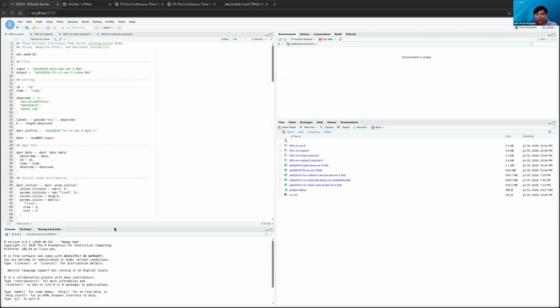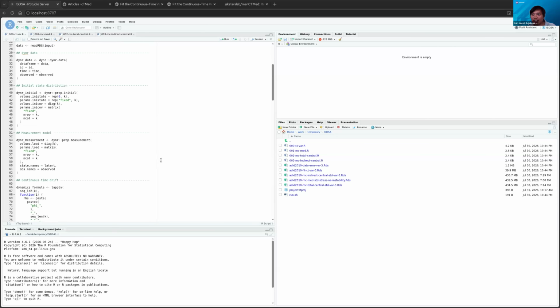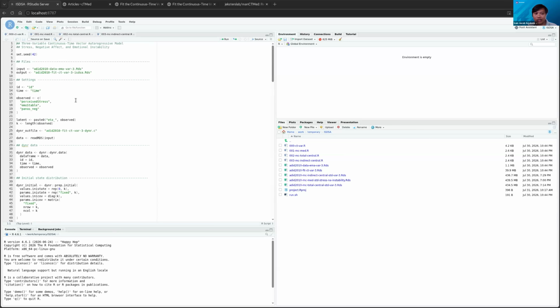So in the course materials, I also uploaded a file called empirical. It's just that I couldn't share the dataset because I don't have permission to share it. But my intention was to go through how I actually fitted the model using an empirical dataset, and then how I went about estimating the total, direct, and indirect effects. So I'll go first through the code that I used to fit the continuous time vector autoregressive model.